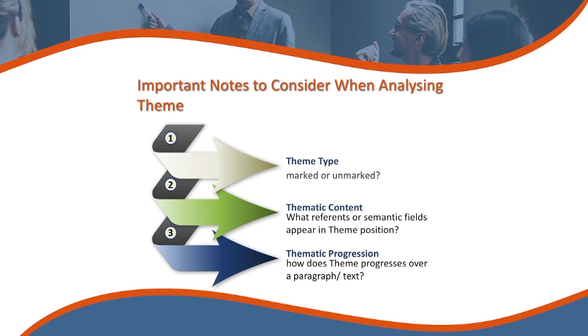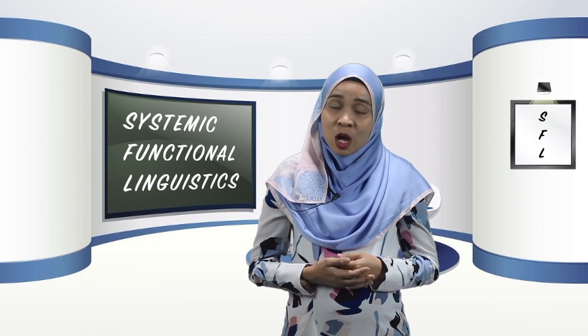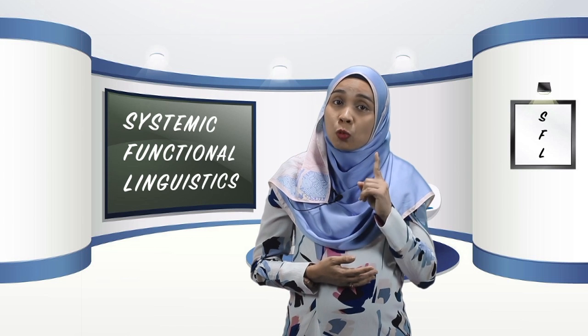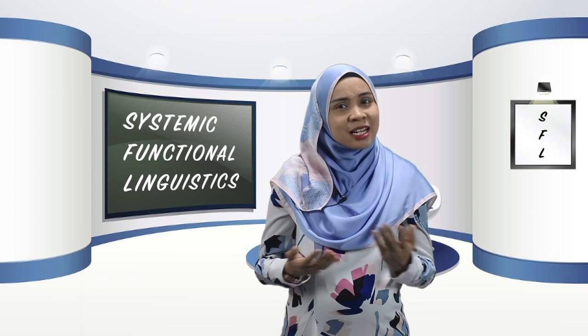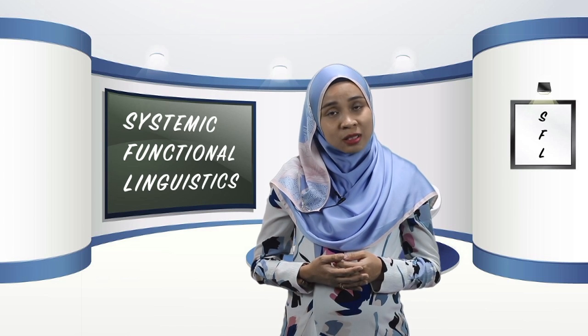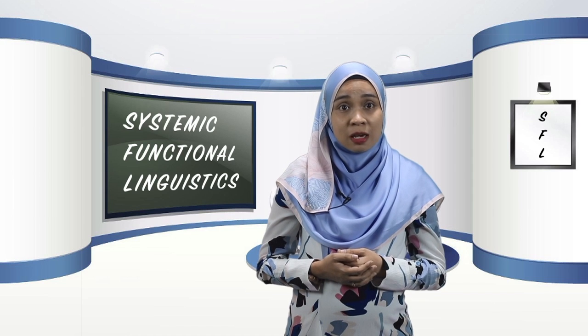Textual analysis is about analyzing either any or all of the following. Number 1, the theme type. Number 2, thematic content. And number 3, thematic progression. In this course, we will have a closer look at one type of textual analysis, the theme analysis. It is to do with identifying the theme type. Let us start by understanding the main functions of theme.